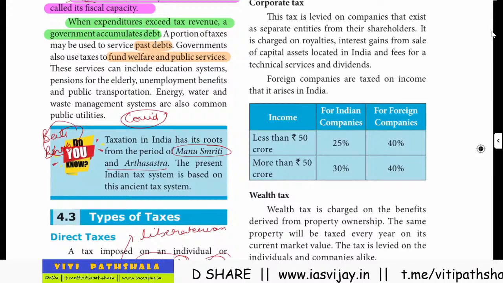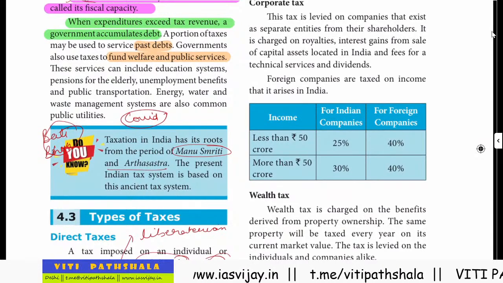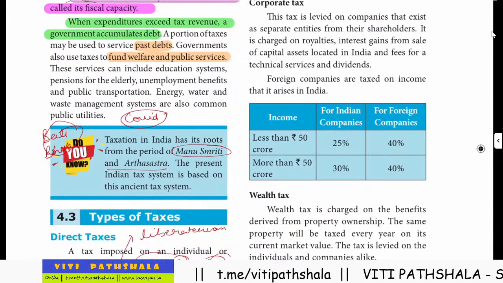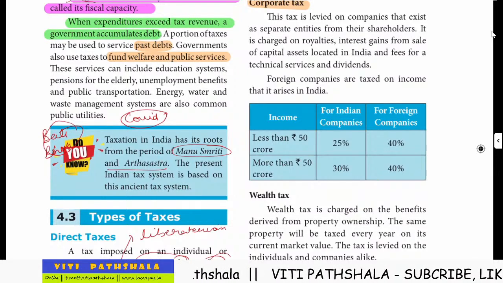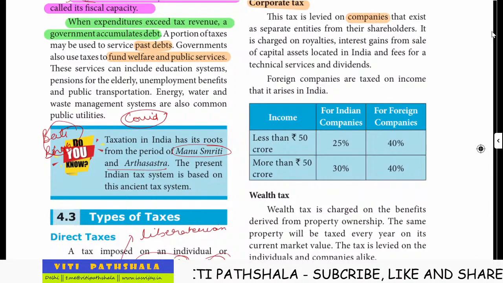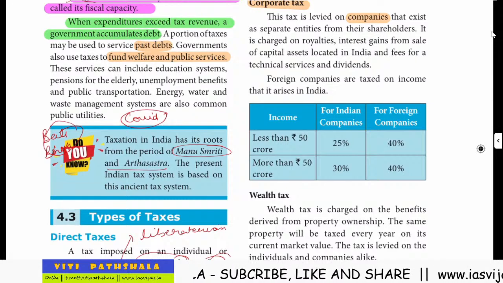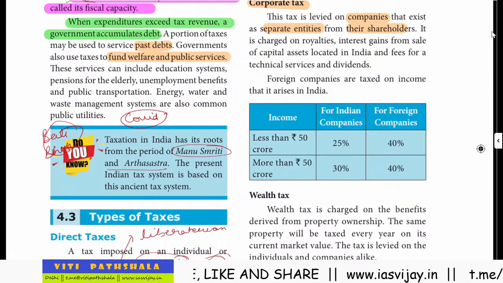Now next comes the corporate tax. The tax is levied on the companies. Corporate से companies पर directly आपको समझ में आ जाएगा. Corporate tax किस पर levy होगा? Companies पर होगा. Now that exists as a separate entity from their shareholders.